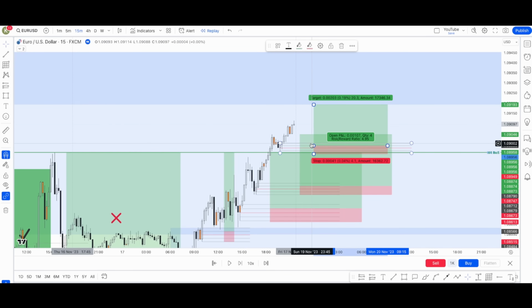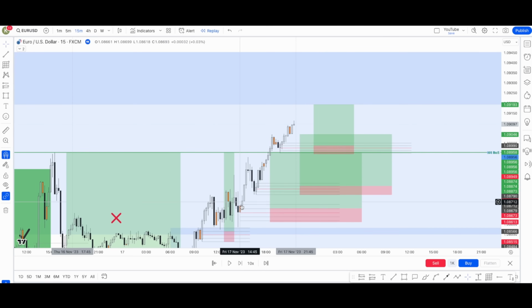But spoiler alert, it's a winner. So that would just be your target pretty much. It's a 1 to 5, just a relatively small target.